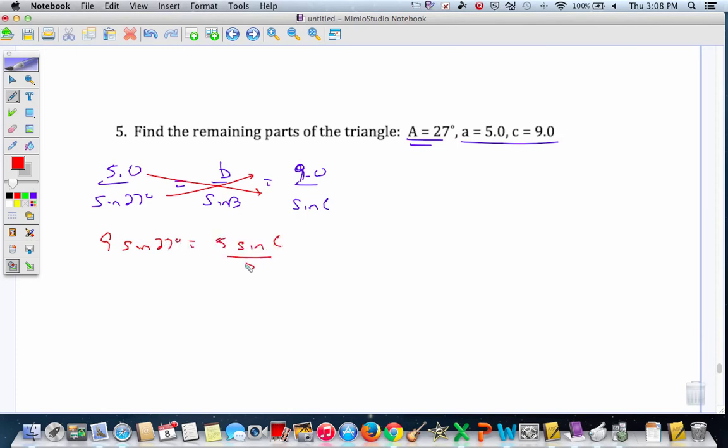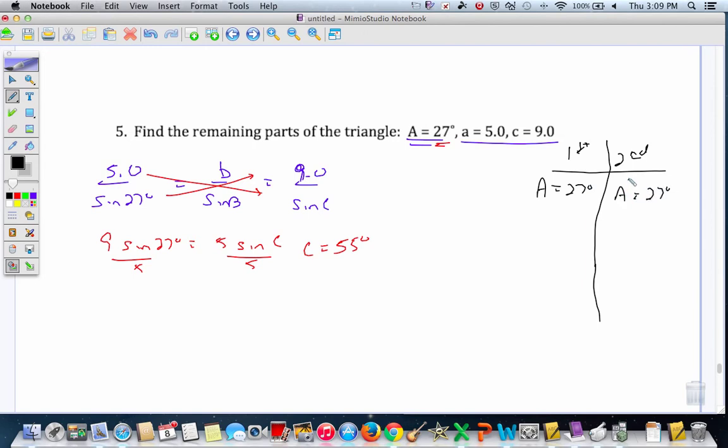Solve for our first obvious angle. 9 times the sine of 27 equals 5 times the sine of C. Divide by 5, and angle C is going to be about 55 degrees. We'll make life simple and go to the nearest whole degree since our angle up here is a whole number. Once we have that first angle, that's when I suggest we set up the T-chart here. Our first triangle and our second triangle.